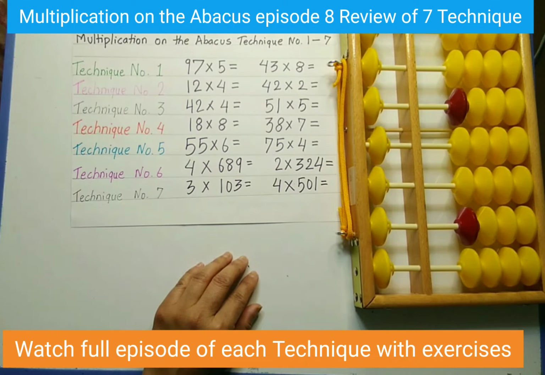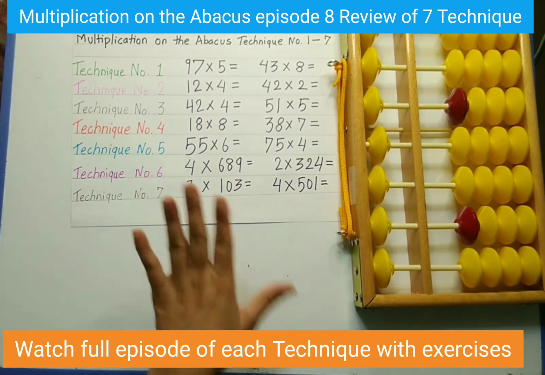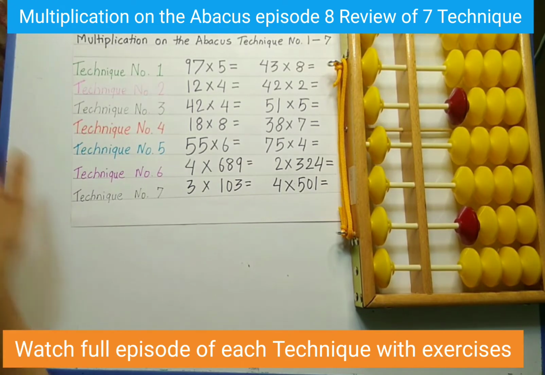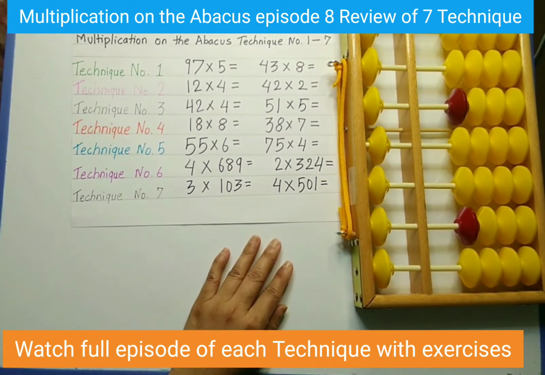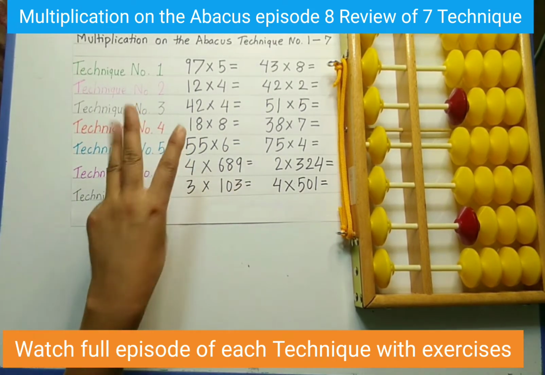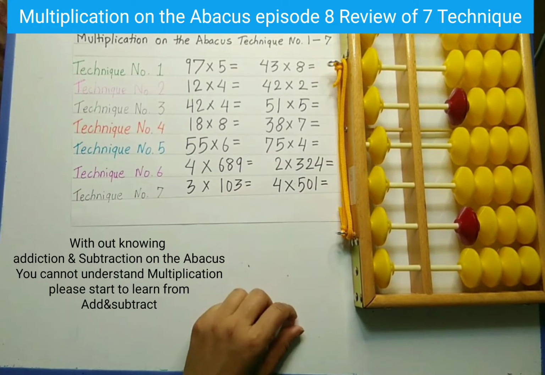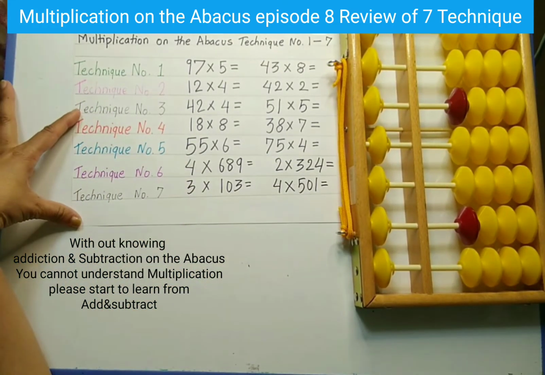In this episode, I'm going to explain all the basic rules and all 7 techniques which I taught you till now. After this episode, we are starting to multiply 3 or more digits by 2 digits. That will be a little tricky, but if you learn these 7 techniques, it will be easy to understand.